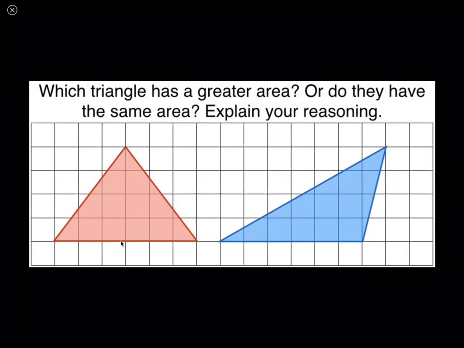So the base here is 6. The height is 4. 6 times 4 is 24. Divided by 2 is 12. The base here is 3, 4, 5, 6. The height from this point, you could come straight down, is 1, 2, 3, 4. 6 times 4 is 24. Divided by 2 is 12. So even though they look different, they have the same area.